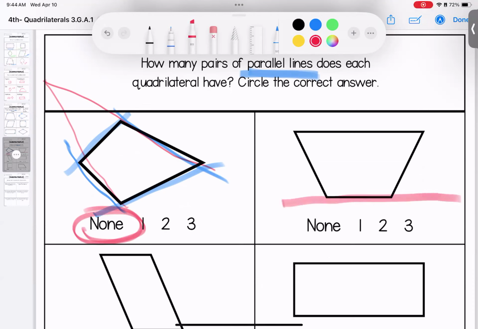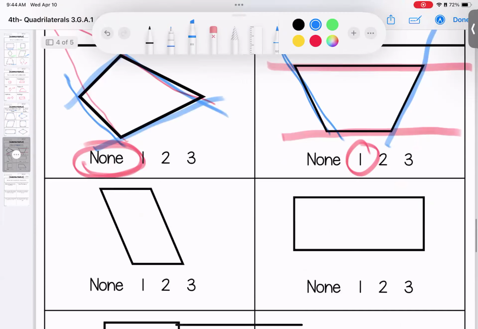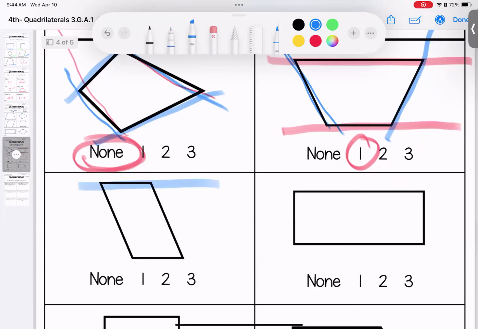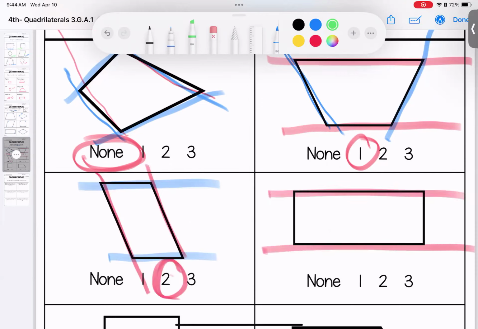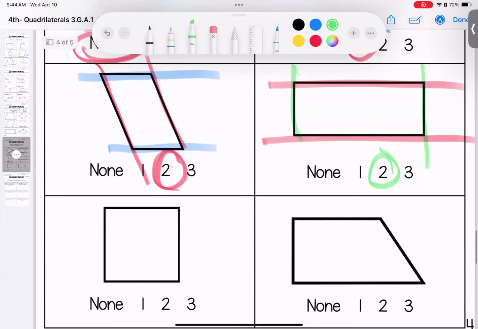Over here on our trapezoid, top and bottom, there is one pair of parallel sides. These edges are going to be intersecting. Down here, I have two pairs in this parallelogram, top and bottom, side and side. I have two pairs of parallel. Rectangle, same thing. I have two pairs of parallel, top and bottom, side and side. Square, same rules. I have two pairs of parallel, top and bottom, side and side.